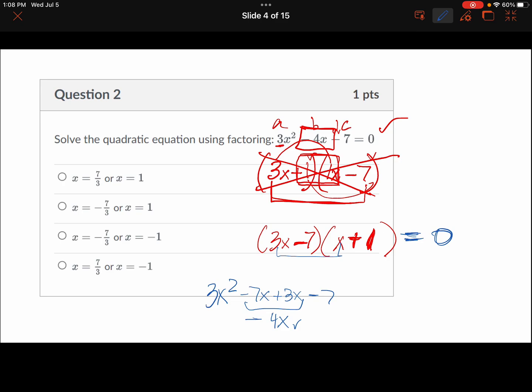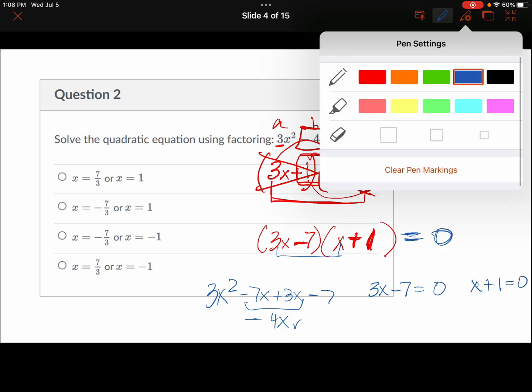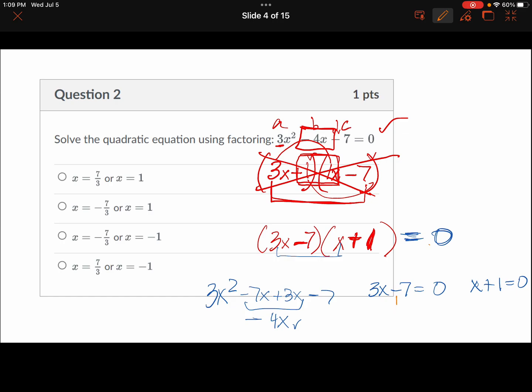That means I have two simple equations, 3x minus 7 equals 0, and x plus 1 equals 0. And so then I'm going to solve this basic equation back to, like I said, probably 7th and 8th grade. Add 7 to both sides. 3x equals 7, divide by 3.